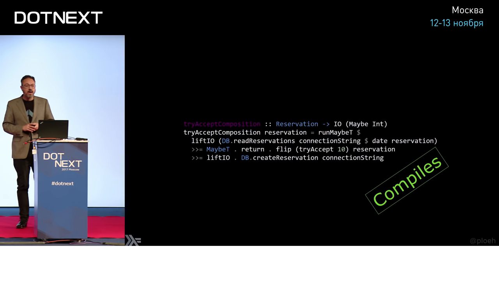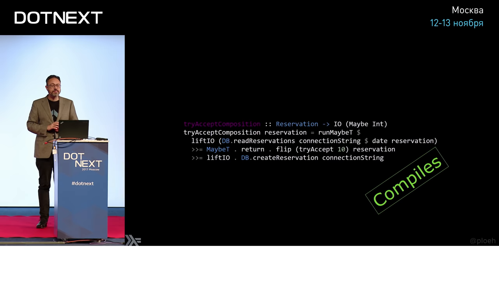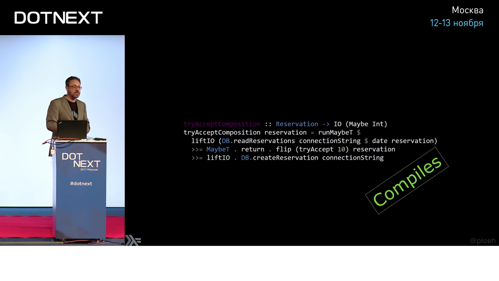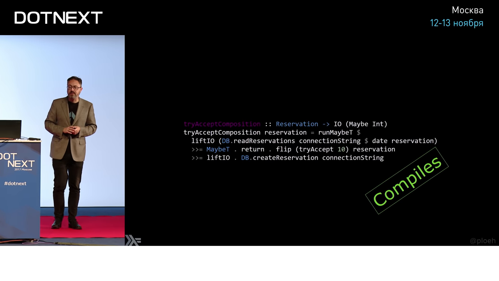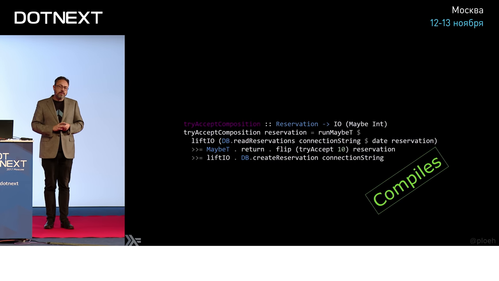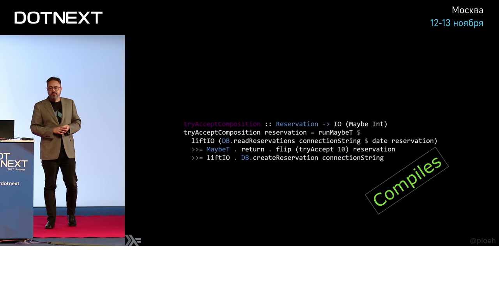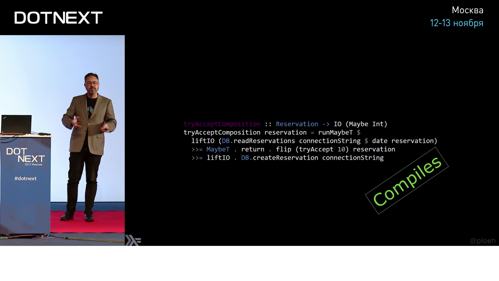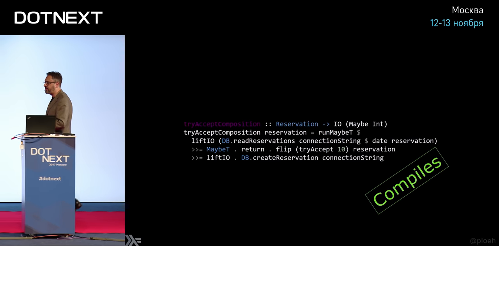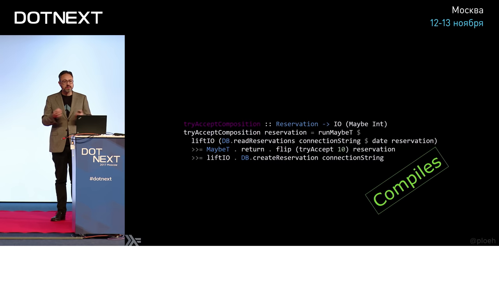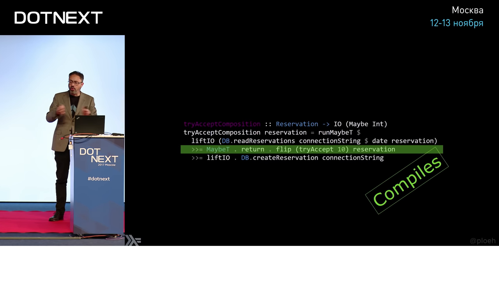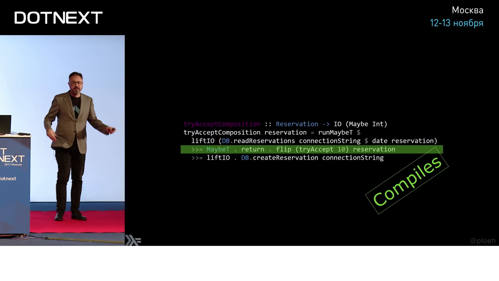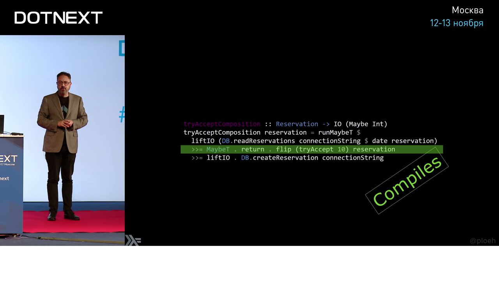This actually compiles. And you can probably recognize this flip try except 10 reservation there in the middle, so you can recognize the same sort of steps that you saw from the F# code before. What I often find happens when I write Haskell code is that there's a core in the middle of my composition, something that sits fairly close to the entry point of the application. There's a pure core of the application, if you will. So try accept is a pure function, and basically all of this is just glue that makes calling that pure function possible.